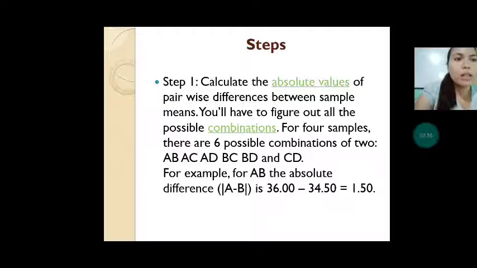Calculate the absolute values of pairwise differences between sample means. So you'll have to figure out all the possible combinations. For example, there are 6 possible combinations of 2: AB, AC, AD, BC, BD, and CD. So for example, for AB, the absolute difference is 36 minus 34.50. So the value of A is 36 and the value of B is 34.50, which equals 1.50.